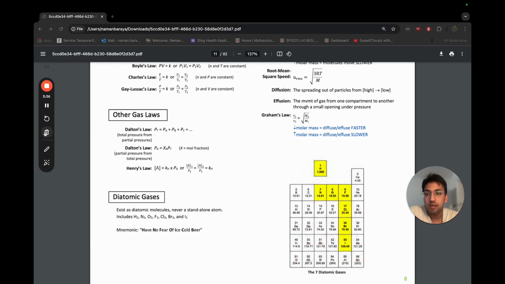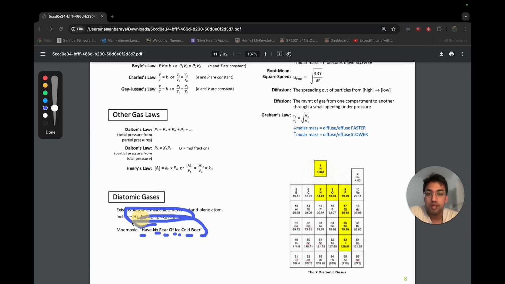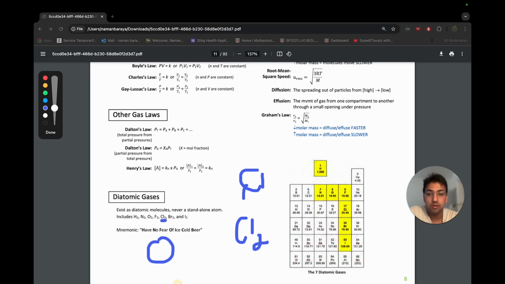Next is diatomic gases, so this is probably going to show up too. Just know the HNFOICB, this is a really helpful mnemonic. I used to use this mnemonic all the time to remember all the ones that exist as diatomic particles. So you're not going to see just that, or you're not going to see O alone. You're going to see O2. So these are all usually existing as diatomic molecules.